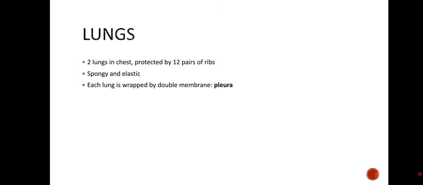The two lungs are located in the chest and are protected by two pairs of ribs. Okay, and they are spongy and elastic, and they expand and contract when you breathe. And each lung is wrapped by a double membrane, which is called the pleura. This is also pronounced differently, but I feel like in South Africa I pronounce it American. So the fluid between the pleura stops friction when the lungs move.